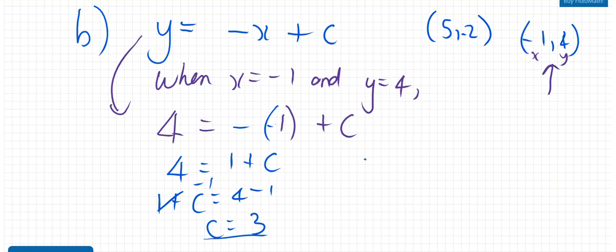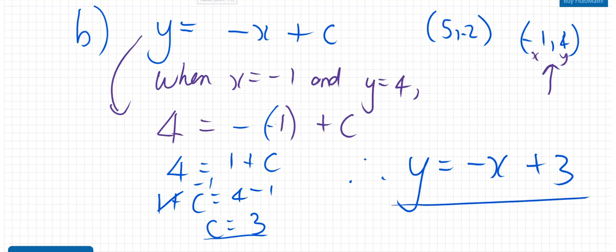And therefore, my equation is going to be y equals negative x, it's a positive 3, so plus 3. So you should have had your equation like that.